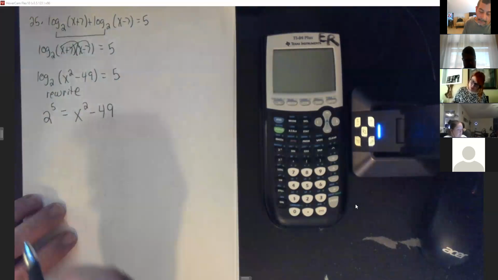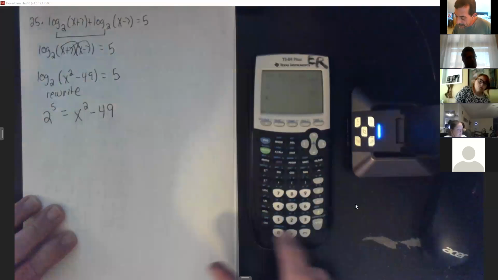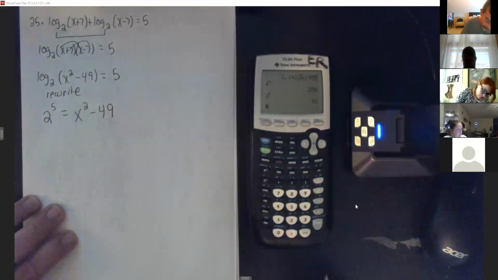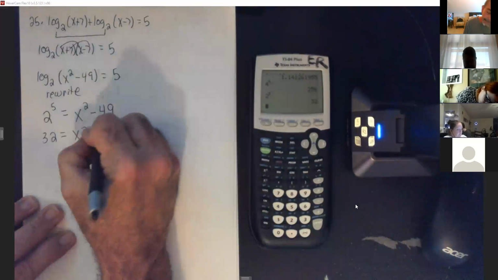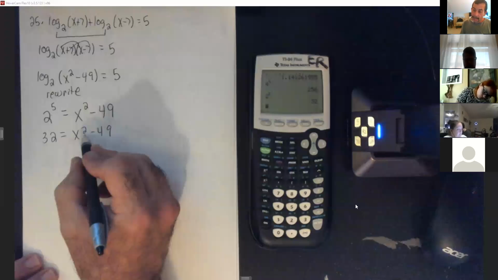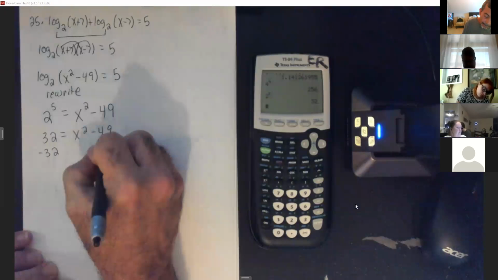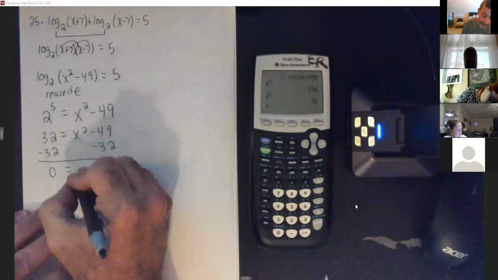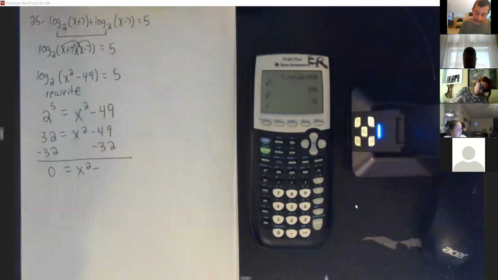All right, so what we're going to do is turn that 2 to the 5th power. Let's see what 2 times itself 5 times will give us. And that's going to be 32. So 32 equals x squared minus 49. All right, y'all, it's x squared, so we need a 0 equal to everything. So I'm going to subtract 32. So I get my 0 equals x squared minus, what's that equal? 81?